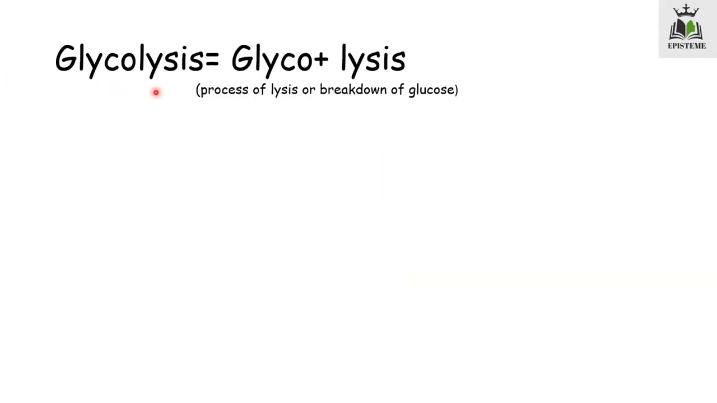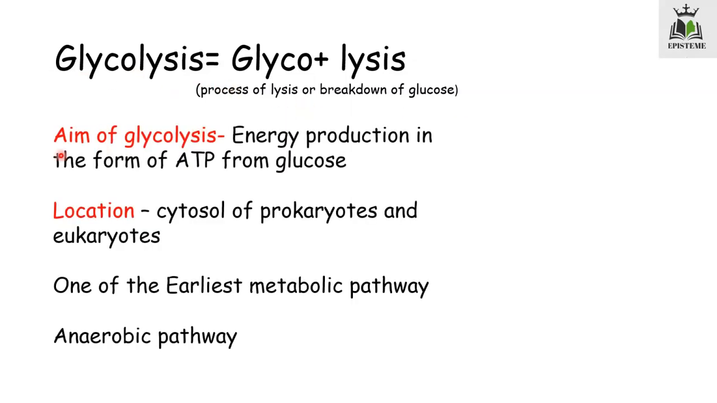The word glycolysis is composed of two words, glyco and lysis. Glyco means glucose and lysis means breakdown. So it is a process of breakdown of glucose. The aim of glycolysis is energy production in the form of ATP from the breakdown of glucose.